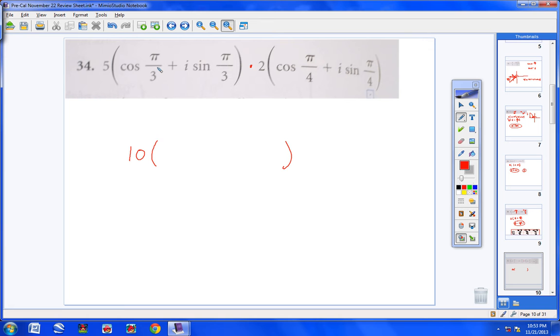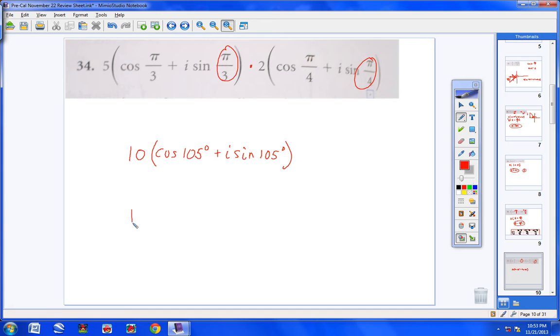Well, this is 60 and this is 45 degrees. Pi over 3 is 60, pi over 4 is 45. So 60 plus 45 would be 105 degrees. And of course you're adding the exact same angles here and here, so it's i sine 105 degrees.